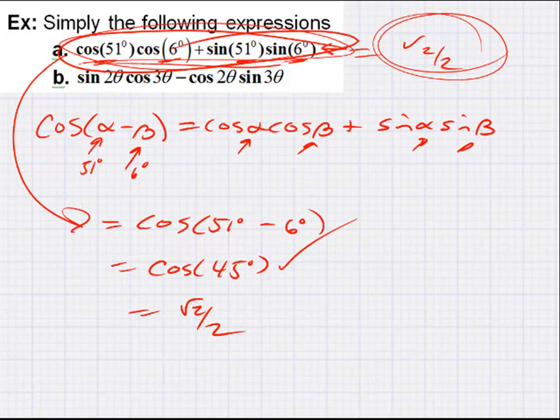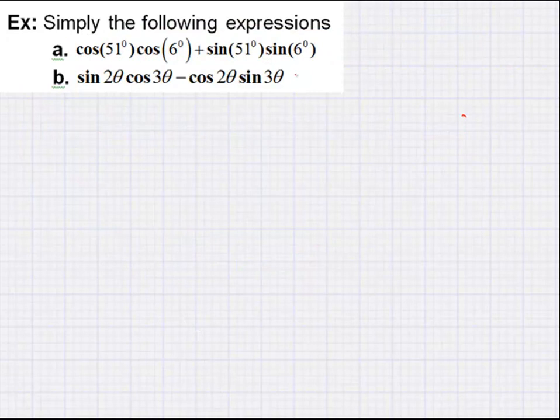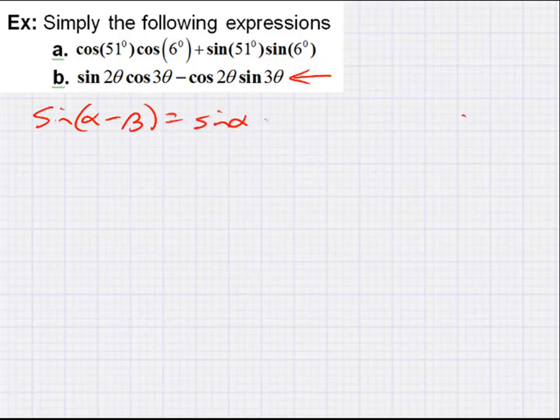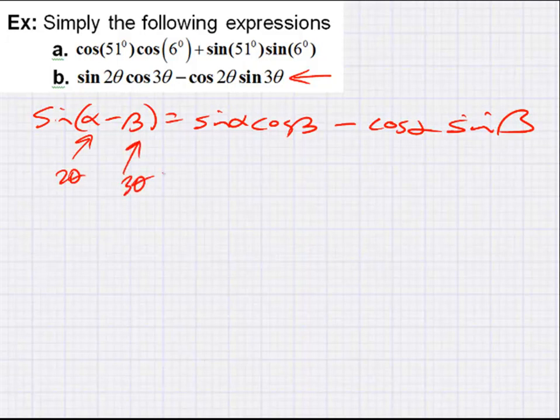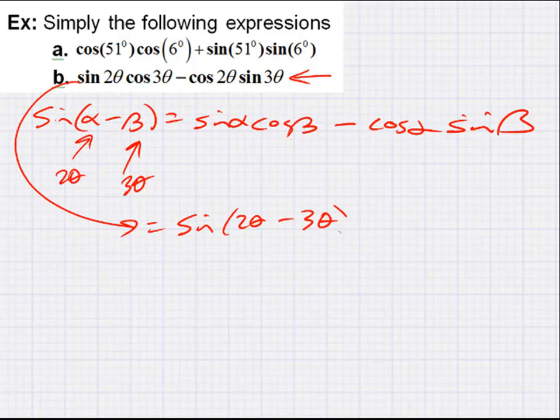Let me give you another one. So this one, again, you'd have to recognize that there's a pattern to this, and this pattern looks very similar to the pattern for sine of a difference. Alpha minus beta would be the sine of alpha cosine of beta minus the cosine of alpha sine of beta, where alpha and beta are 2 theta and 3 theta. So if that's the case, this is really the same thing as the sine of 2 theta minus 3 theta. That's what this is. 2 theta minus 3 theta is negative theta.